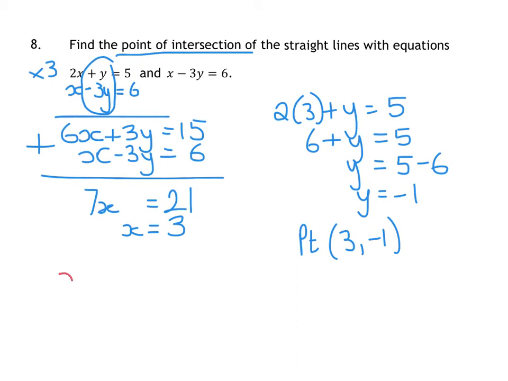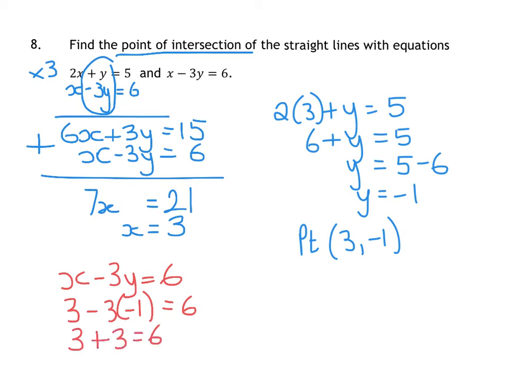I never used the second equation, so I'm going to check in that one. x is a number 3, so that would be 3 take away 3 times minus 1 equals 6. So I need to check this gives me 6. So that really gives me 3 plus 3, double negative, which equals 6. So I know I've got the right answer. The coordinate was (3, -1). If you don't write it as a point, you will not get full marks because the question wanted it as a point.